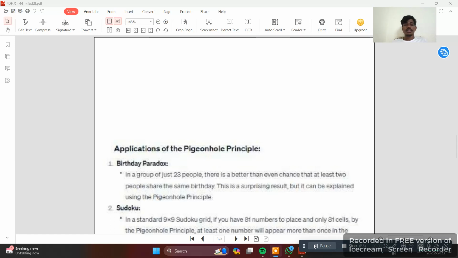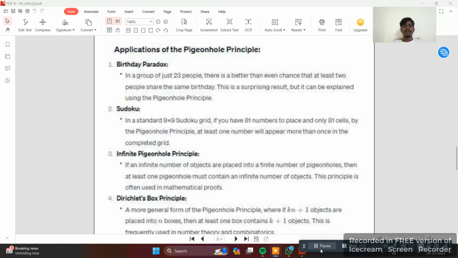Applications of the pigeonhole principle. Birthday paradox. In a group of just 23 people, there is a better than even chance that at least two people share the same birthday. It is a surprising result, but it can be explained using the pigeonhole principle. Sudoku: in a standard 9 by 9 Sudoku grid, if you have 81 numbers to place and 81 cells, by the pigeonhole principle, at least one number will appear more than once in a complete grid.